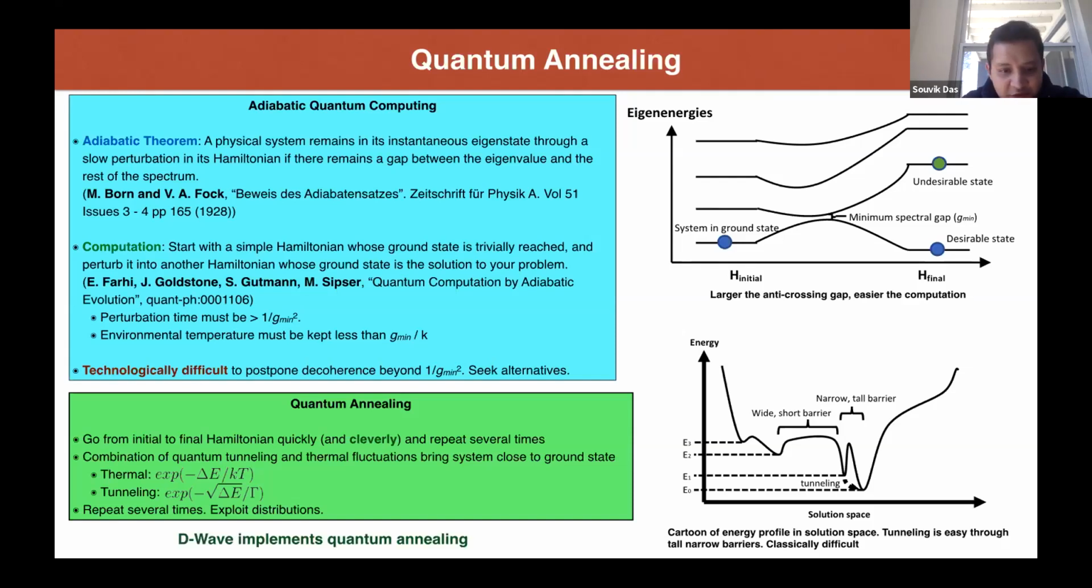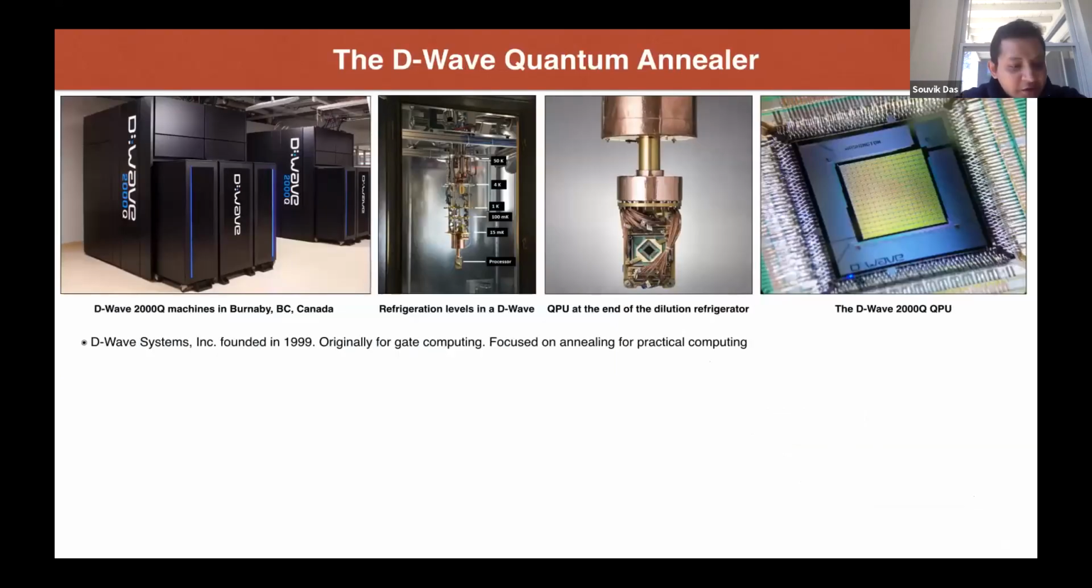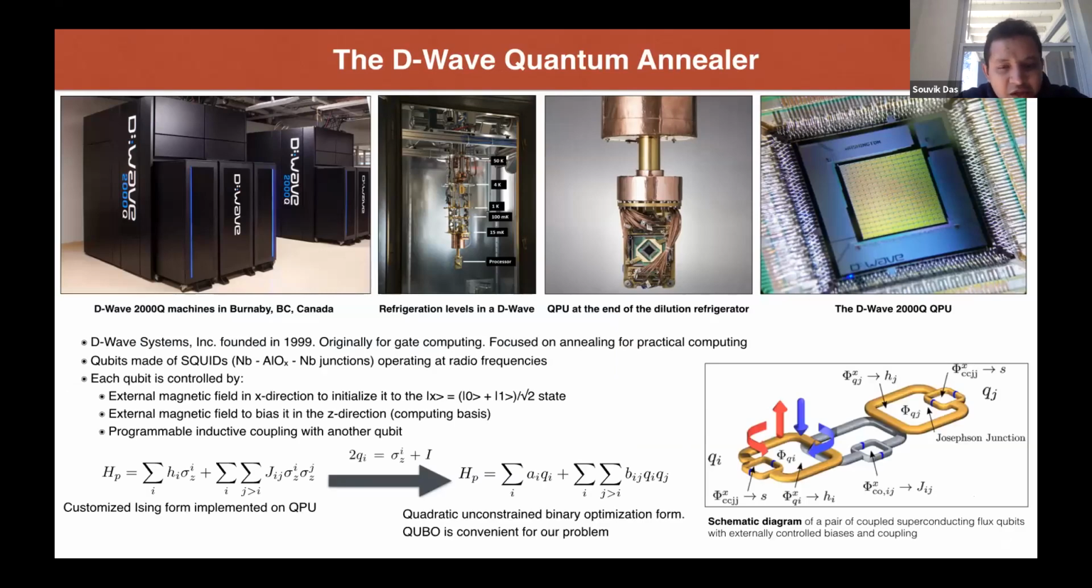D-Wave is a company in Canada that has commercial systems now. It was founded in 1999, originally for gate computing, and then they realized gate computing is not the way to go for practical computing, so they focused on annealing. I have pictures over there; that's what it looks like. They have a little chip at the end of a dilution refrigerator, kept at about 3 millikelvins. Most of the cost is in the refrigeration.